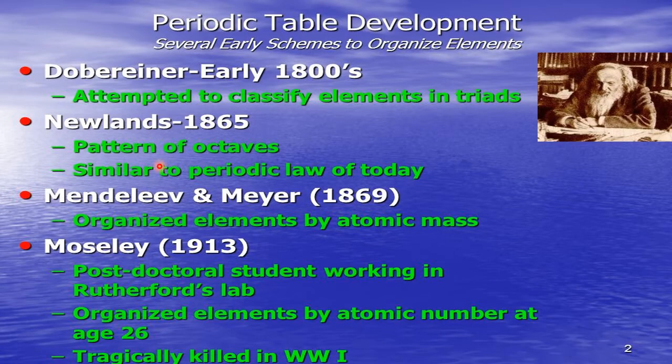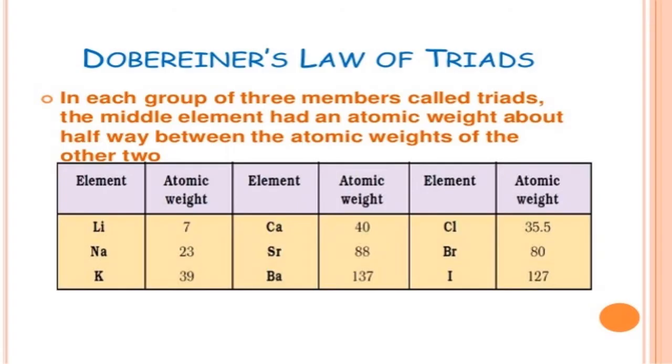So we go with Dobereiner's classification first. At Dobereiner's time only a few elements were known. Whatever known elements were there during his time, he made one law. That law is called the law of triads. Tri means three. So he made sets of three elements in such a way that if you add the atomic mass of the first and the last and divide by 2, the average is very close to the third one.